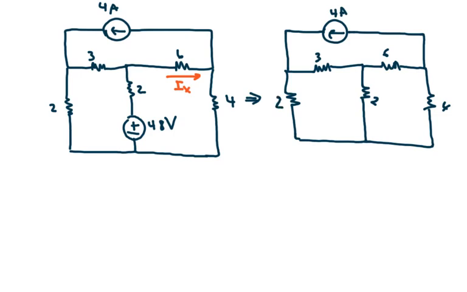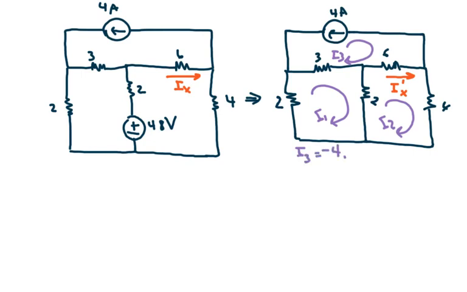Now again, we want to figure out this, which will be Ix prime. You can use whatever method you want. I'm going to use mesh analysis. So we'll call this I1, this I2, and this I3. And of course, I3 is going to be negative 4 amps because it is the only current going through this branch here.